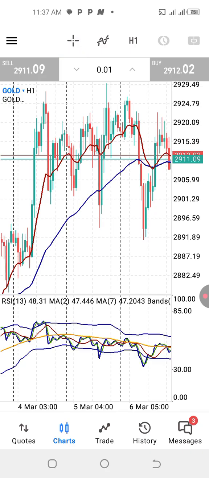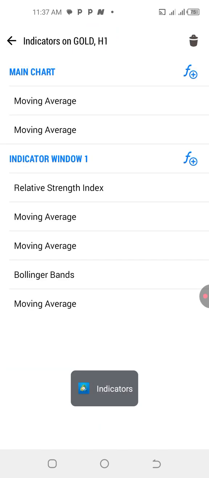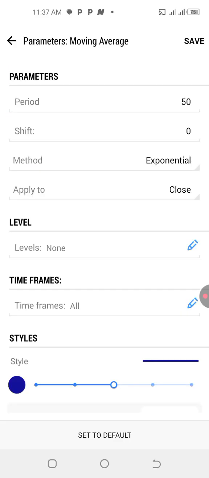So here is the setup now. Let me show you how to set this strategy up. Let me show you. So you click right there. Then our first indicator will be a moving average, which is period 50. So this is the first indicator, right? The color blue. You follow the way it is here, then you click save.